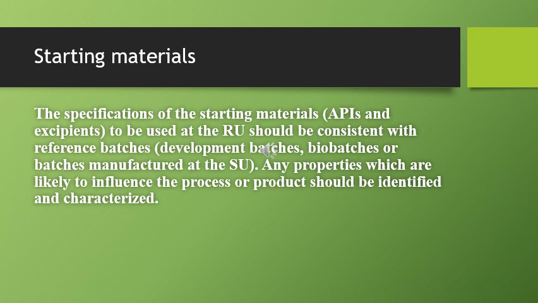Any property which is likely to influence the process or product should be identified and characterized. If there are some changes, or if any property which can influence our process or production, it should first be identified and characterized so that we can resolve it and continue our smooth process.